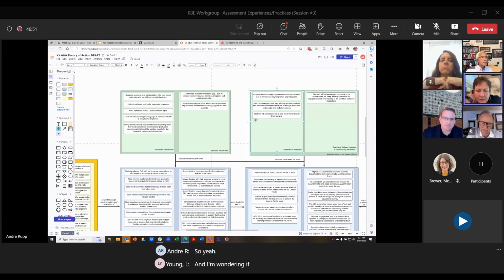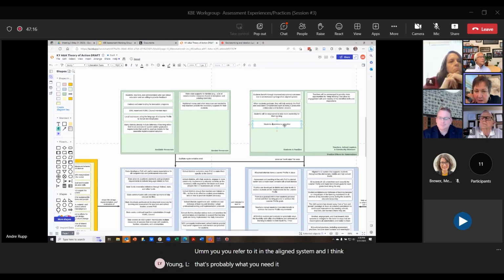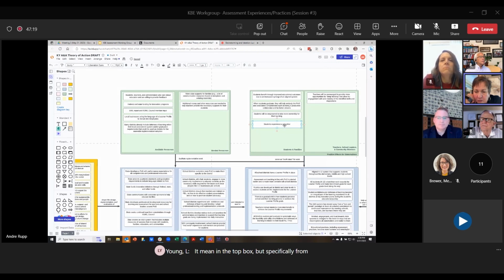And I'm wondering about a box for, this is very much in keeping with what Lee just said. Maybe we note that students experience a better transition or a smoother transition to life after high school. So post-secondary opportunities. You refer to it in the aligned system, and I think that's probably what you mean in the top box. But specifically from P12 into higher ed, the military, world of work. That's the nexus that employers, I think, are asking us for.